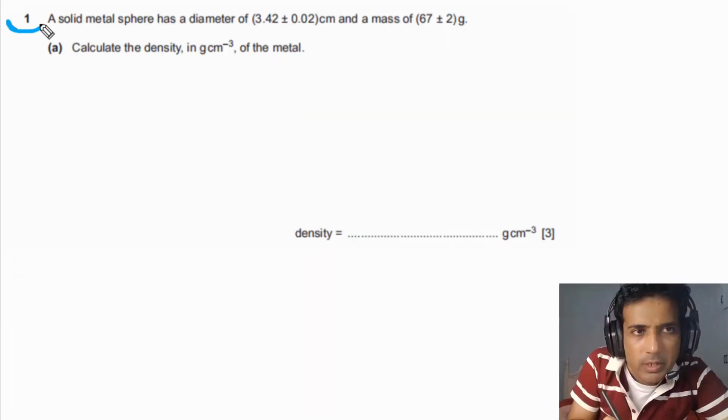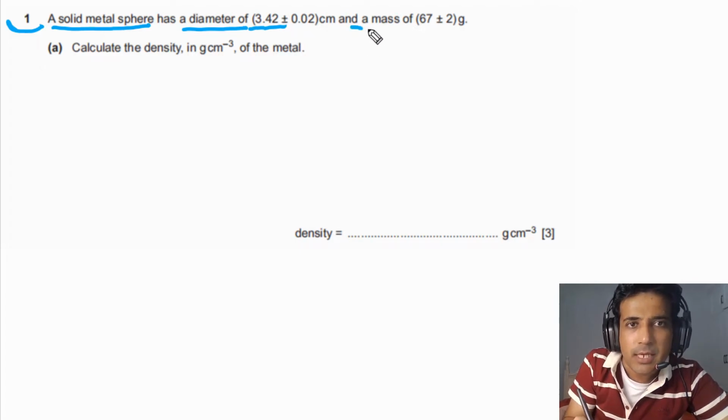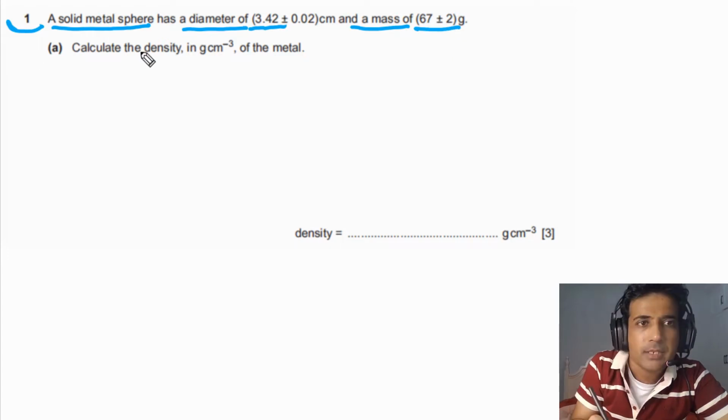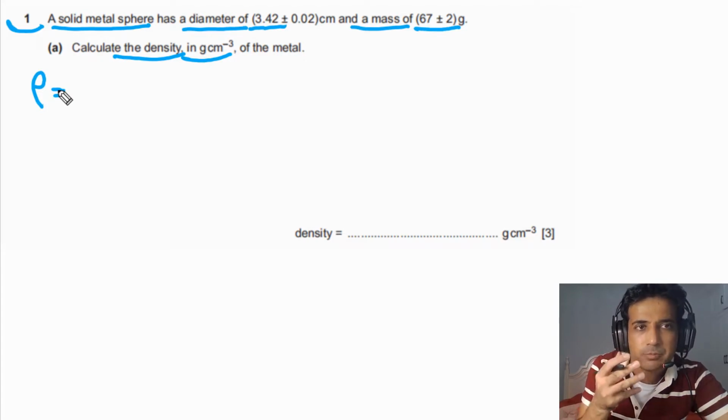For question number 1, it is given to us: a solid metal sphere has a diameter of 3.42 plus minus 0.02 centimeters and a mass of 67 plus minus 2 grams. We need to calculate the density of this metal, but our answer has to be in grams per centimeter cube. It is a very straightforward question, or we can say a very basic question. You need to understand how to calculate density.